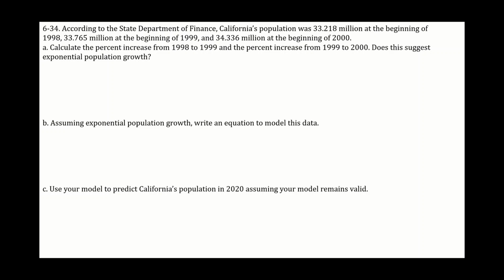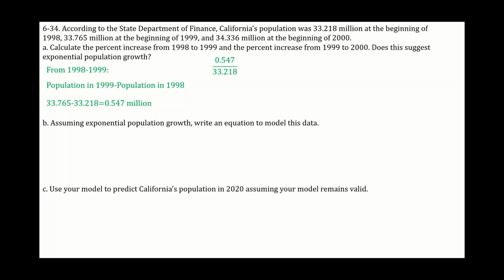So the first thing we need to do is calculate the percent increase from 1998 to 1999. The way you do that is first you need the difference in the populations. So the population in 1999 minus the population in 1998, which was 33.765 minus 33.218. That ends up being 0.547 million. That is the difference. That is the amount of people that have been added to the population in that year. Then you need to take that amount and divide it by the original amount.